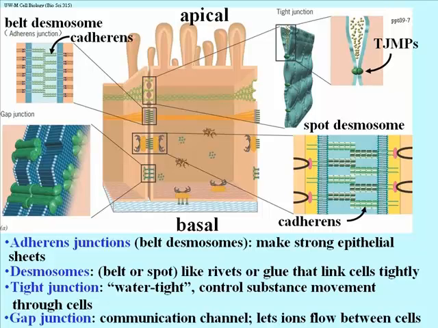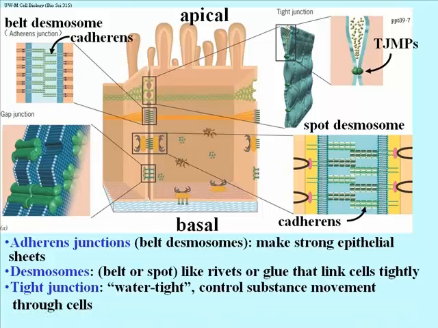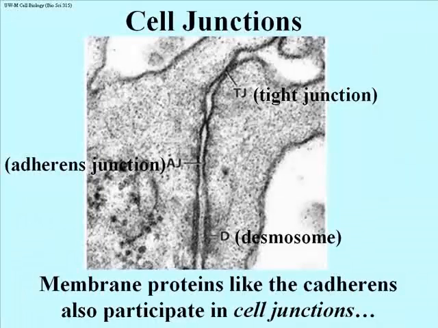Finally, the gap junction is really less a junction than a communication channel, and it allows ion flow between the cells. These junctions were originally identified by their structures suggested by this electron micrograph, which shows three different kinds.